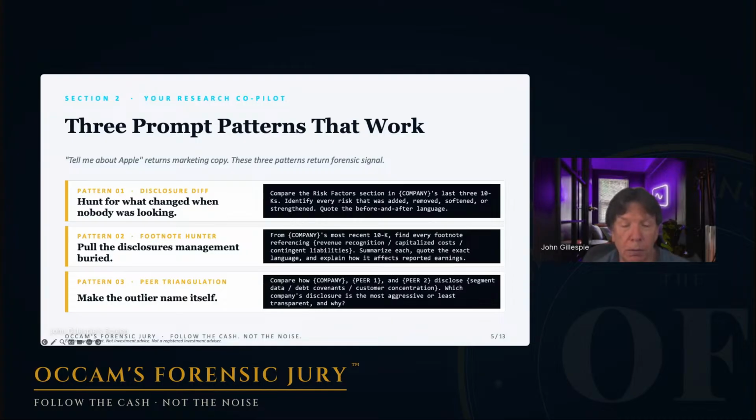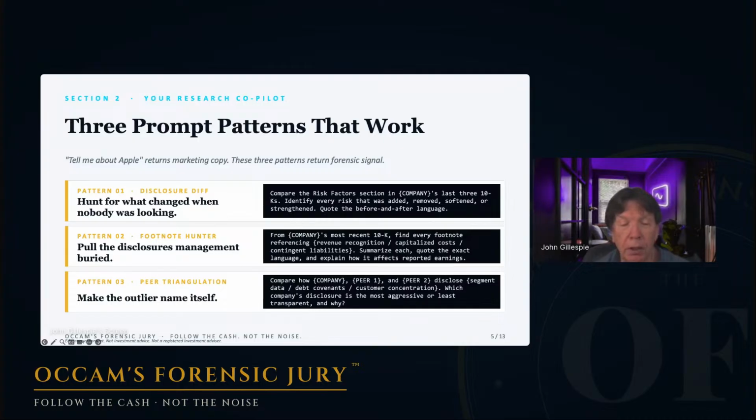Pattern 2 is the footnote hunter. You point Perplexity at a specific topic, revenue recognition, capitalized costs, contingent liabilities, and force it to summarize every footnote on that topic with quotes. This pulls the disclosures management buried where they hoped you wouldn't look.